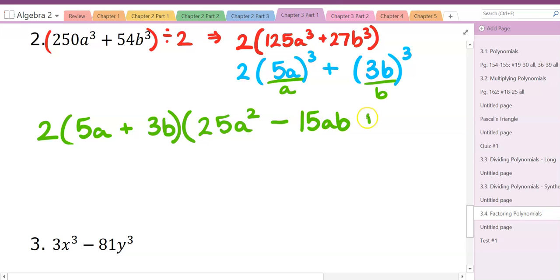Okay, and then last is plus your b term squared. So that's the 3b squared. So what's 3 squared and what would be b squared? 9. And then just b squared.